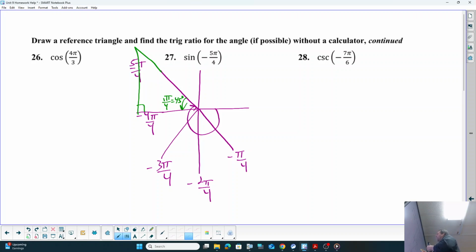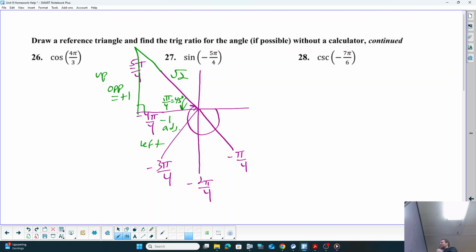Okay, so then opposite of that, we'll be going up. So that's a positive 1. And then a negative 1 for the adjacent, which is going to the left, because this one's going up and this one's going to the left. So negative 1, positive 1, and the hypotenuse is always positive, radical 2.